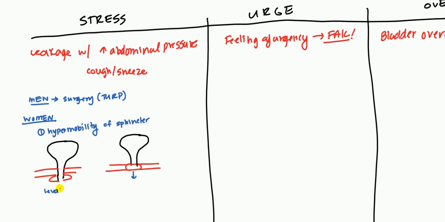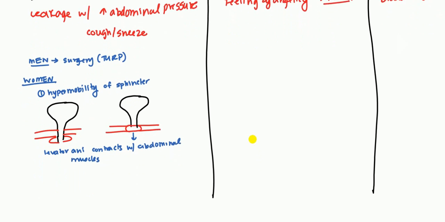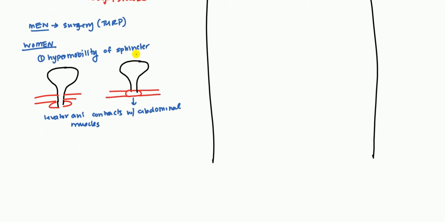And so what happens is generally the levator ani contracts with abdominal muscles. So when you cough, you tend to increase the pressure on the bladder from the top, and that's all from the abdominal pressure. And so at the same time, your levator ani is going to contract as well, and that's going to cause constriction of the sphincter, the external sphincter, which will cause constriction of the urethra and prevent the urine from discharging.